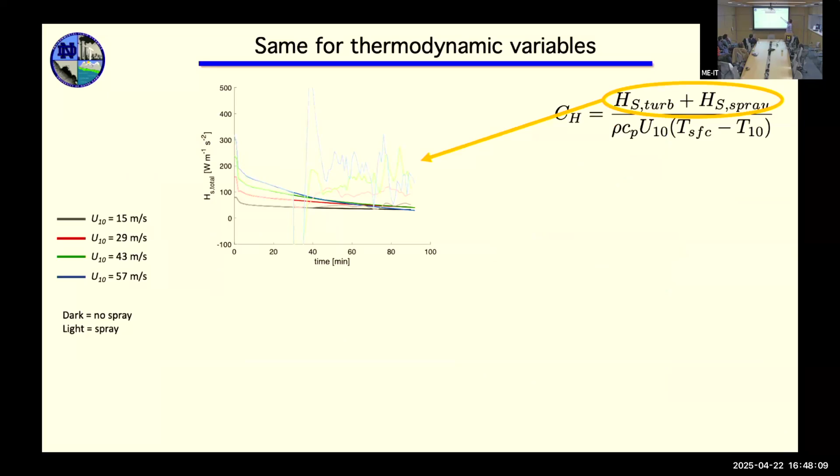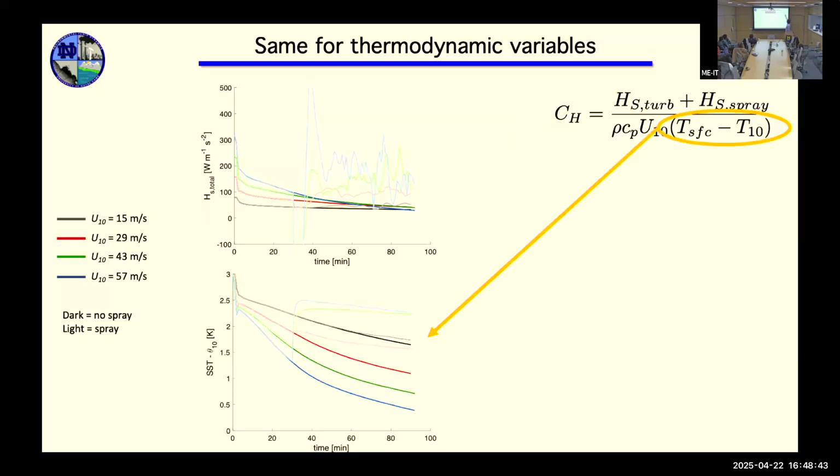So I'm showing it for CH, the sensible heat flux. What's plotted here, there are several things going on. Four colors refer to the four different wind speeds. The highest wind speed is blue, so maybe we'll just focus on that one. The light colors are the spray laden. Spray starts injecting at 30 minutes into the simulation. The dark colors are just the no-spray cases, and we want to compare the two. At 30 minutes we start spraying, we see this massive shock to the system, and then it kind of levels out. That's the numerator, the combined spray and turbulent flux.